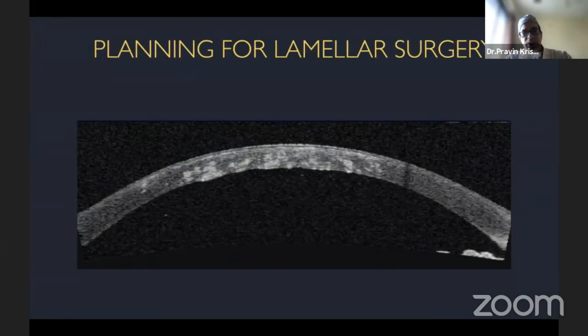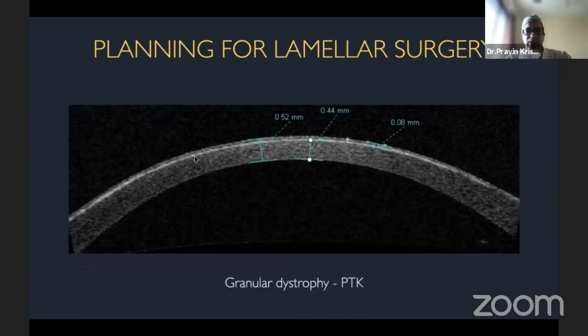The second use is planning for lamellar surgery. If you have deposits in the cornea and you can't really make out the depth of deposits, in this case, this is a patient who has granular dystrophy. In this case, you have somebody who has superficial variant of granular dystrophy. You can see how this will help you with planning your surgery by measuring the depth of your PTK when you're planning your ablation for this kind of patient.